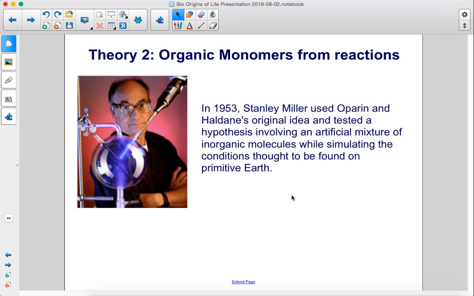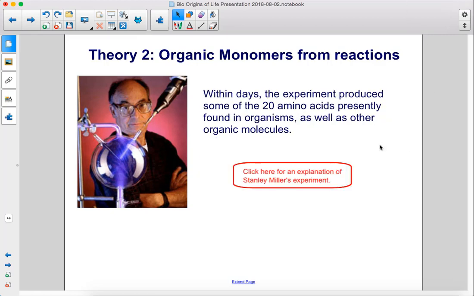In 1953, Stanley Miller used Oparin and Haldane's original idea and tested a hypothesis involving an artificial mixture of inorganic molecules while simulating the conditions thought to be found on primitive Earth. Within days, the experiment produced some of the 20 amino acids presently found in organisms, as well as other organic molecules. Click here for an explanation of Stanley Miller's experiment.